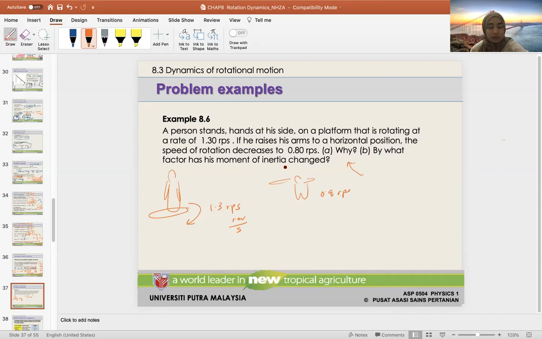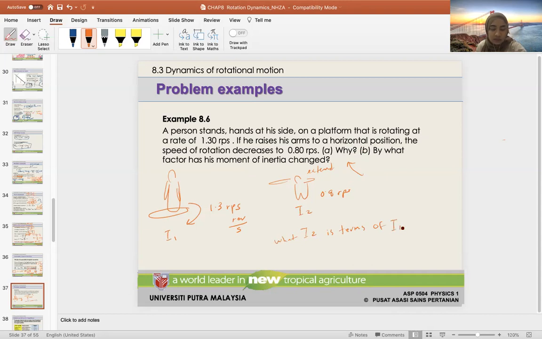Okay, by what factor has his moment of inertia changed? Dia tanya, bila dia extend his arm, by what factor has his moment of inertia changed? So if this is I2, this is I1, tanya what is I2 in terms of I1?